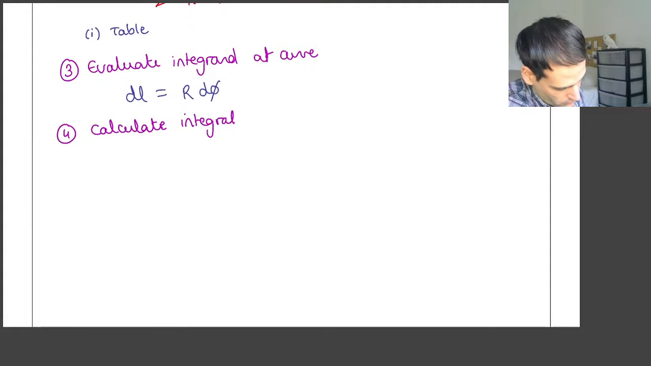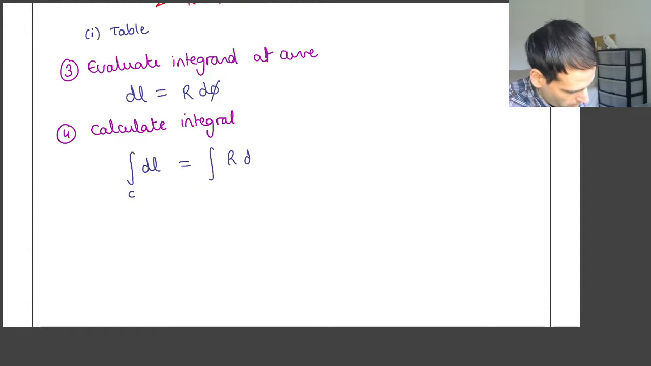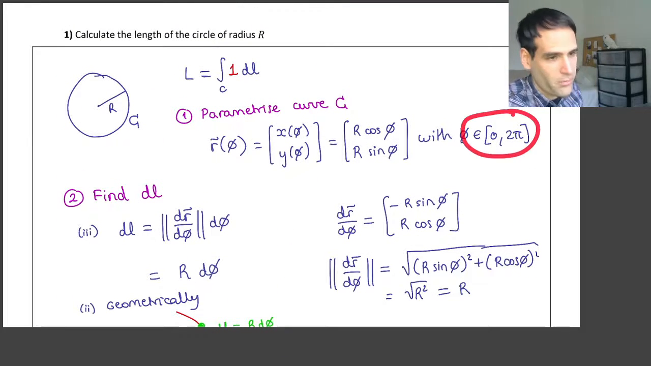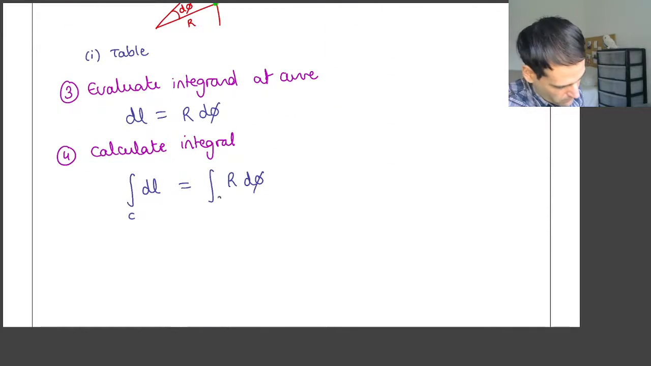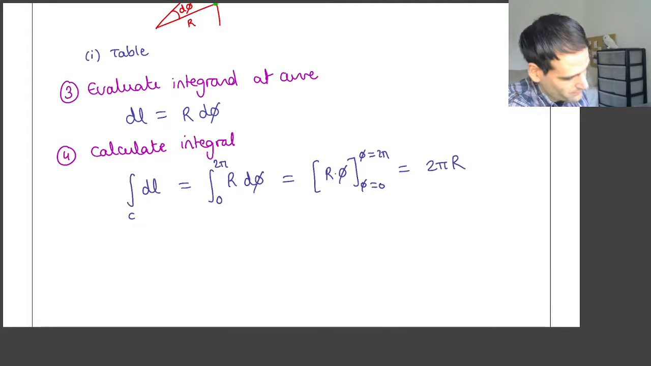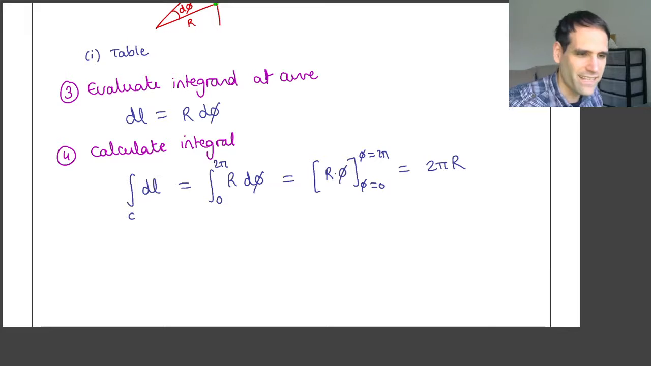So the way we do that is we have our integral of dl, which now we can write as the integral of r d phi. And what are the limits for phi? So the limits for phi are between 0 and 2 pi. So therefore, we have to calculate this integral, which is very simple, right? So this integral is simply r squared. Sorry, no, not r squared. We're integrating with respect to phi. So this is r times phi, evaluated between phi equals 2 pi and phi equals 0, which gives us 2 pi r. Okay? And that's it.